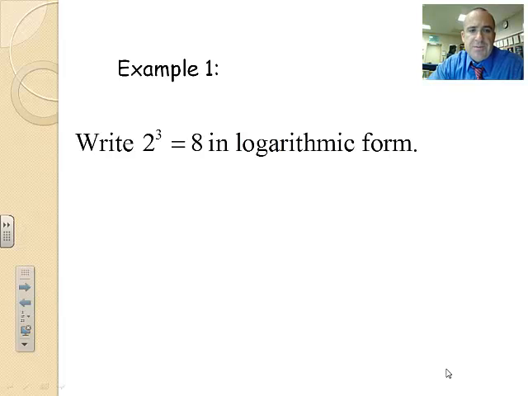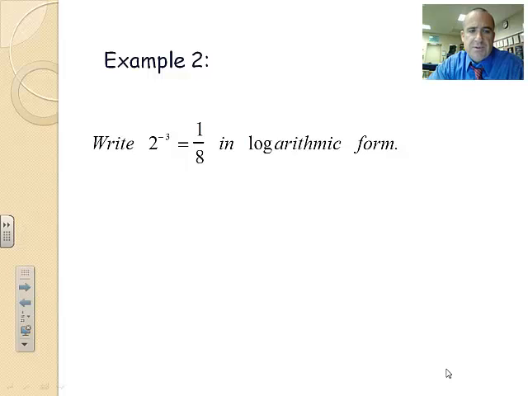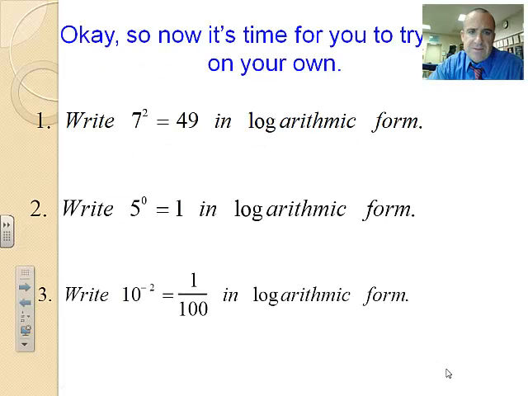So for example, 2 raised to the third power equals 8. We want to write that in logarithmic form. So to do that, the solution would be log base 2 of 8 equals 3. Right? Hopefully you remember that. Another example, 2 to the negative 3 equals 1/8 in logarithmic form. It would be log base 2 of 1/8 equals negative 3.